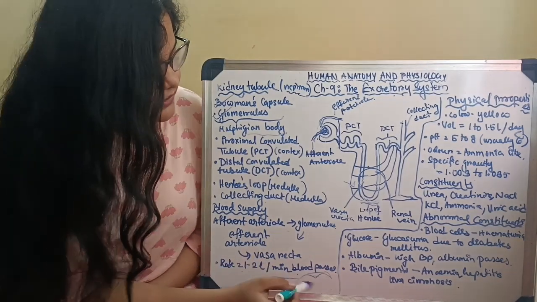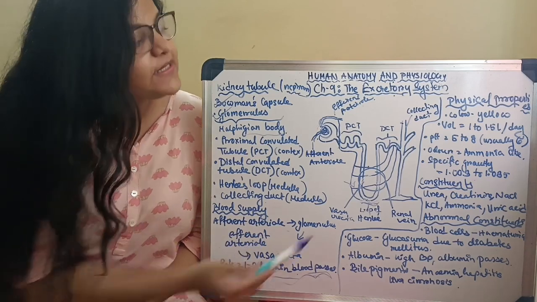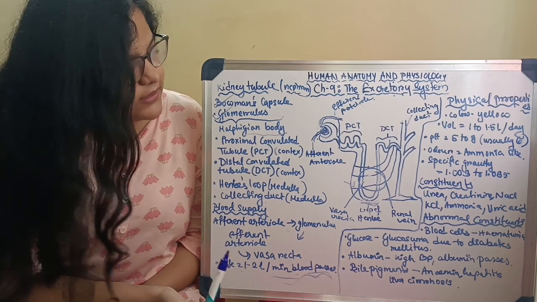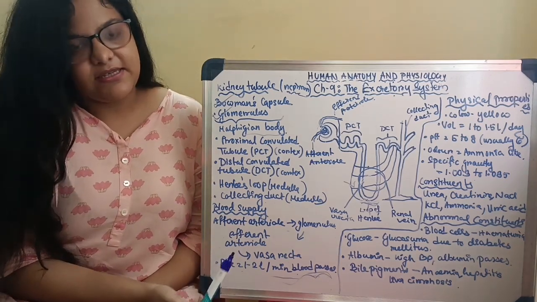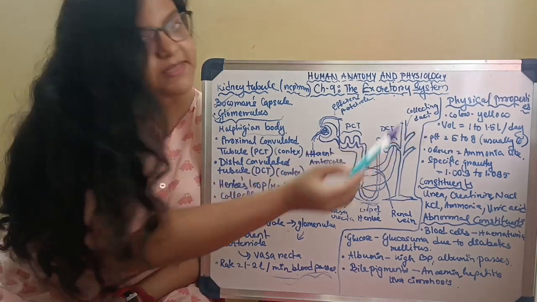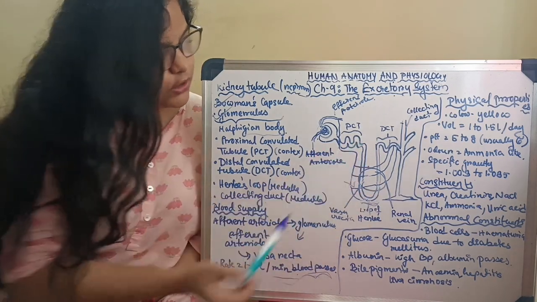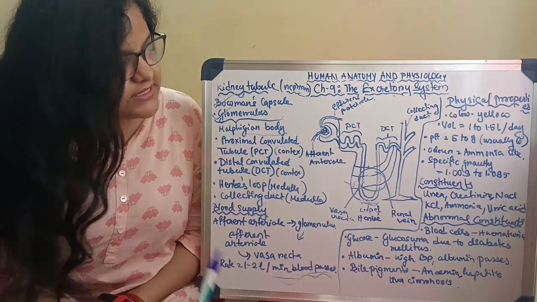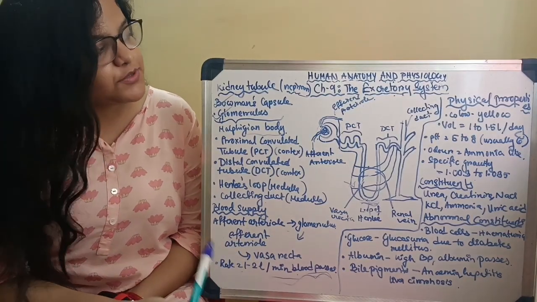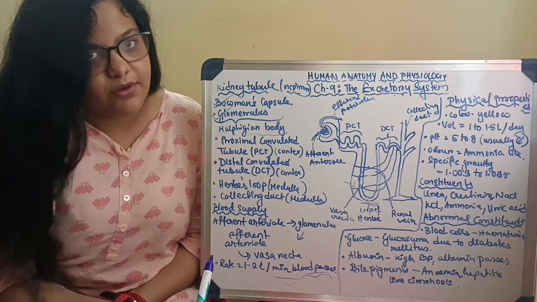Okay, good. Next comes the physical properties of the urine. Now we know that the color of urine is naturally crystal clear yellow. Okay, sometimes it can vary from colorless to darker yellow, depending upon the water content of the body, right? Good. Next comes the volume of the urine. Now 1 to 1.5 liters of urine is produced per day, which is actually a large amount, right?